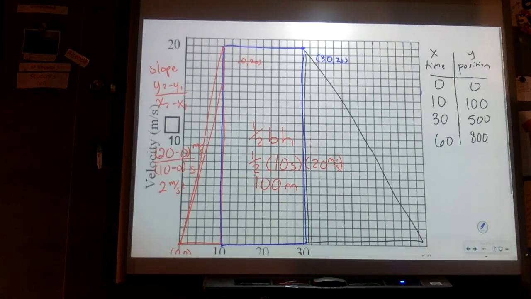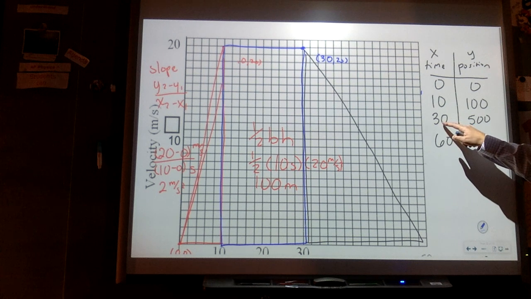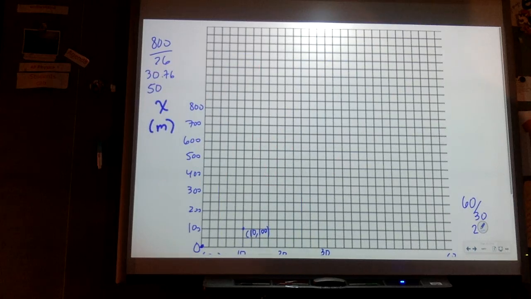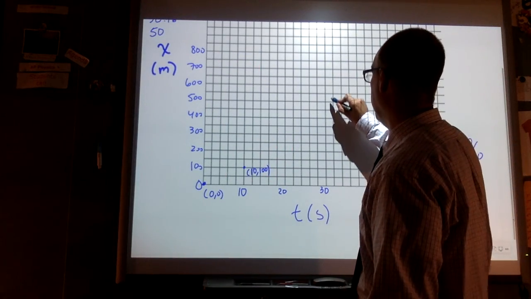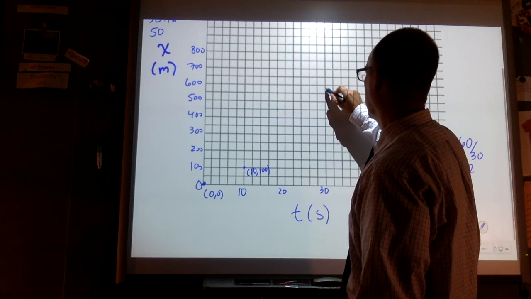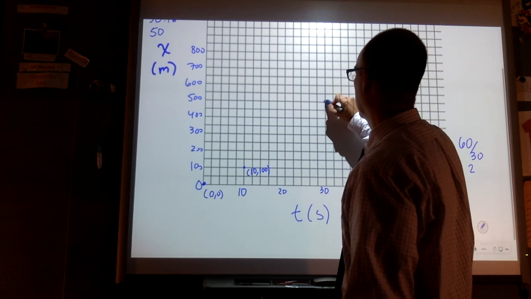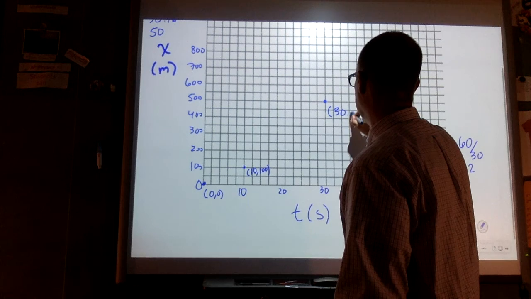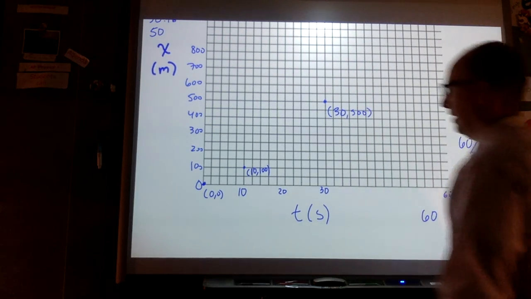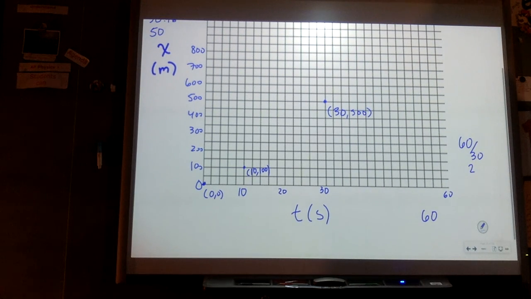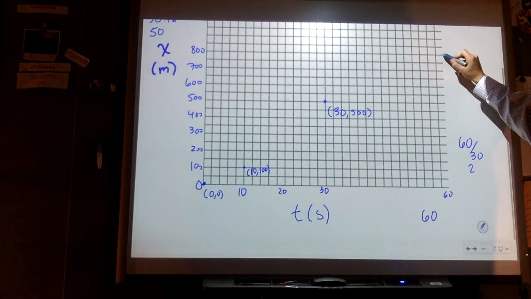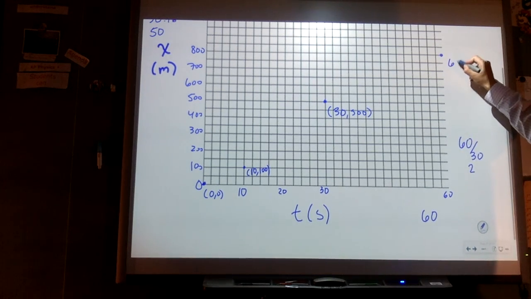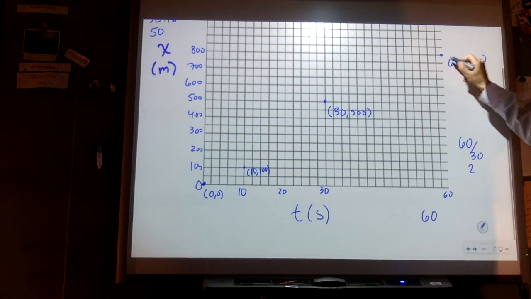Then, for 20 seconds, I stayed at the same speed and went an additional 400 meters. So now I have 30, 500. I'm going to have 30, 500. And then we end up at 800 at 60. So I'm going to have 60, 800.